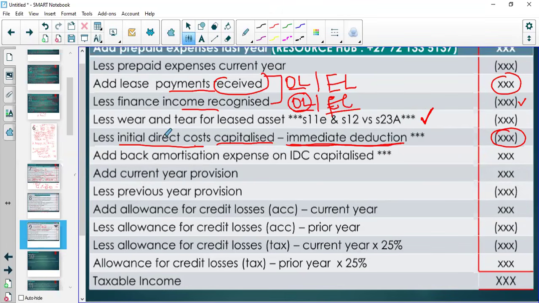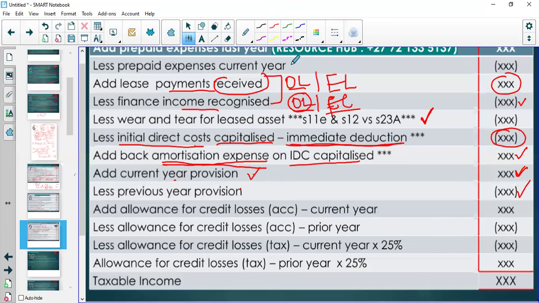But when you amortize the initial direct costs, which you capitalized for an operating lease, that amortization expense needs to be added back for the current year. Right. So if we have any provision for anything, the current year provision should be added. And the last year provision is going to be deducted.